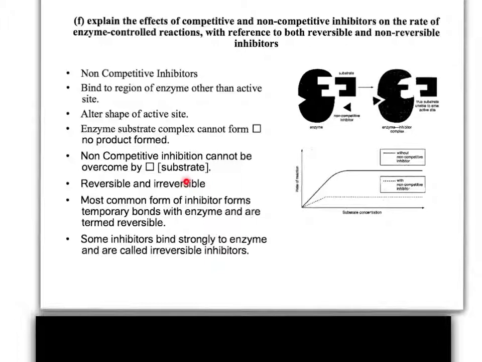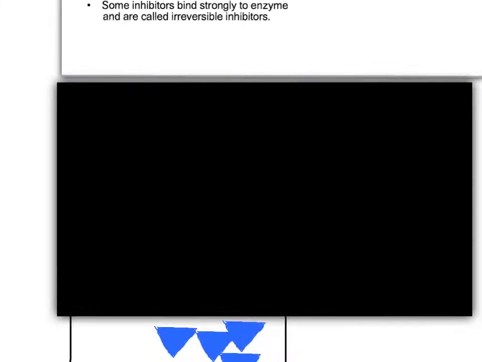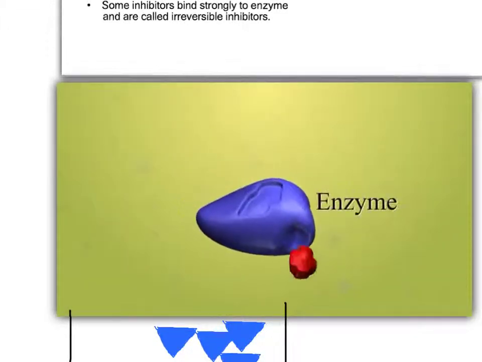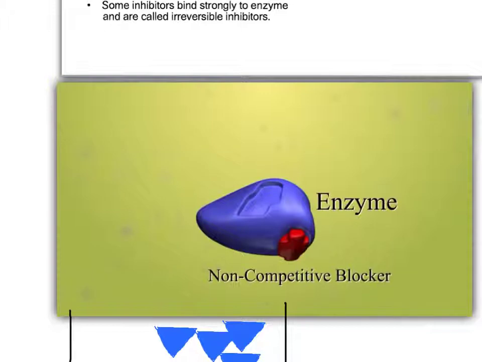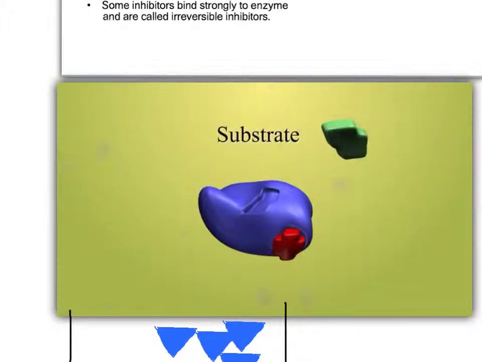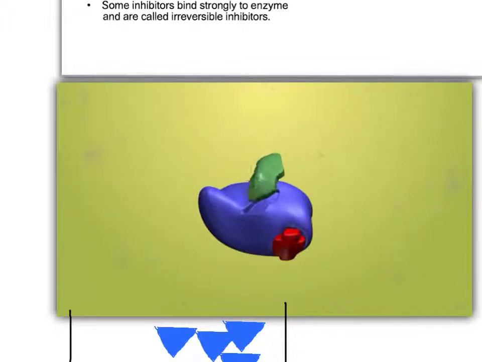If we look below here, this little animation illustrates a non-competitive inhibitor. Non-competitive enzyme inhibition involves the binding of a blocker to the enzyme away from the active site. This binding causes a conformational change in the enzyme, altering the shape of the active site, which prevents the substrate from binding. No reaction will occur as long as a non-competitive blocker is bound to the enzyme.